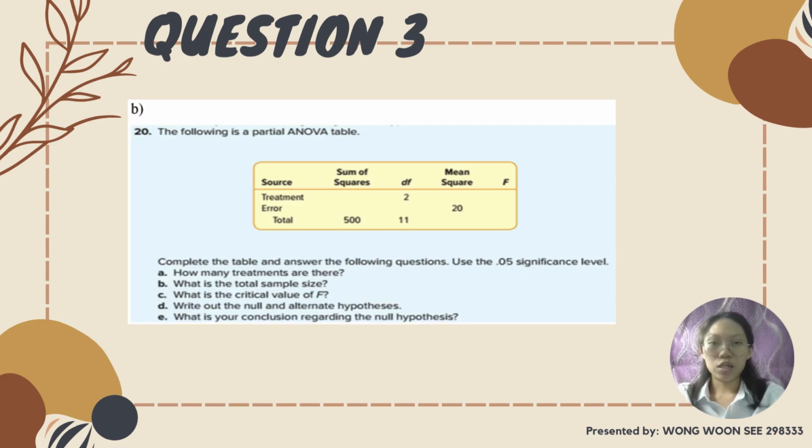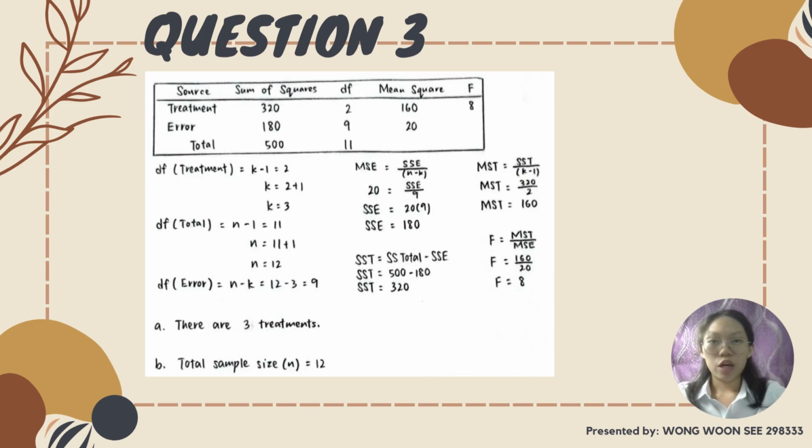This slide, I will explain the answer of question 3b. To complete the ANOVA table, we can use the provided information such as SS total, which is 500, degrees of freedom for treatments, which is 2, degrees of freedom for total, which is 11, and mean square error, which is 20. Substitute them into the formulas. Then we can obtain K equal to 3, N equal to 12, degrees of freedom for error equal to 9, SSE equal to 180, SST equal to 320, mean square treatment equal to 160, and computed F equal to 8.